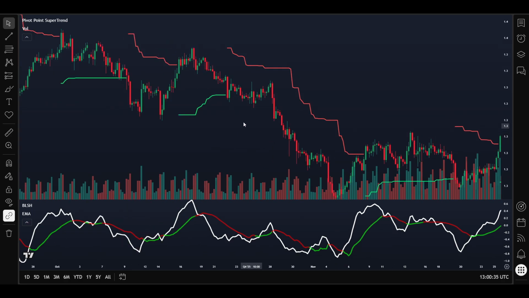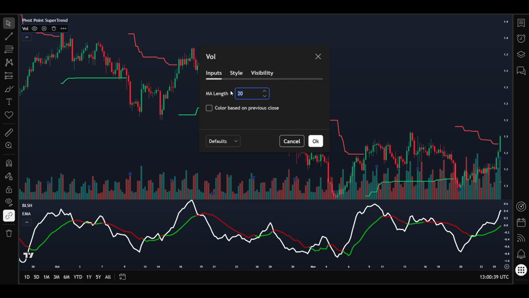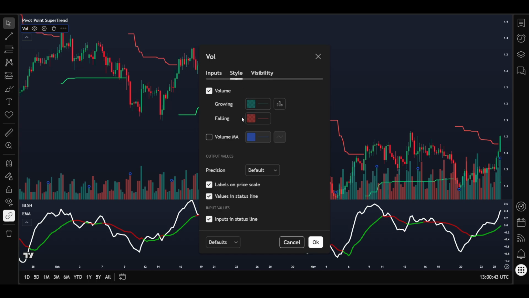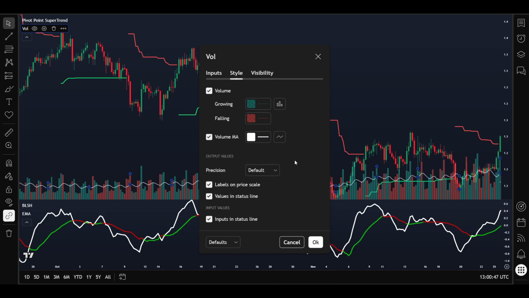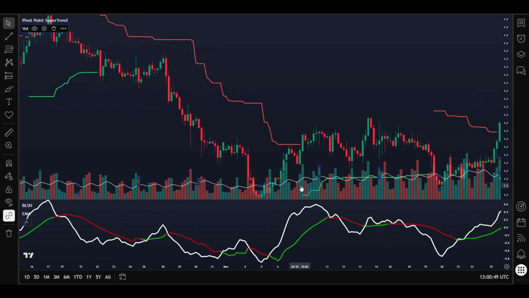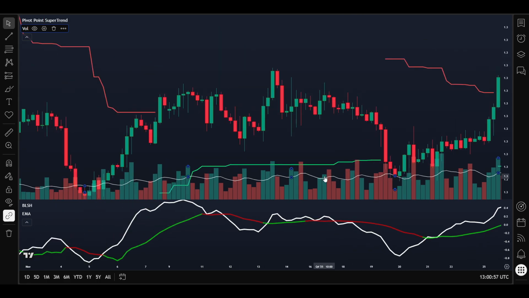Volume, built in. Open Settings, Inputs, Volume MA length. Style, enable Volume MA and set the line to white. Reading Rule. Only trade when the current volume bar closes above its MA and matches the signal direction. Green for longs, red for shorts. That's your participation gate.